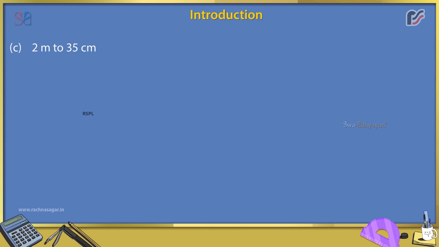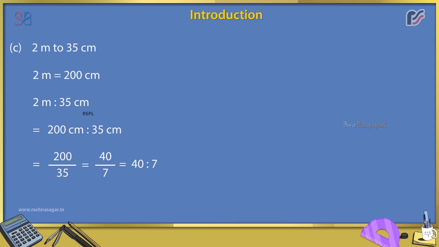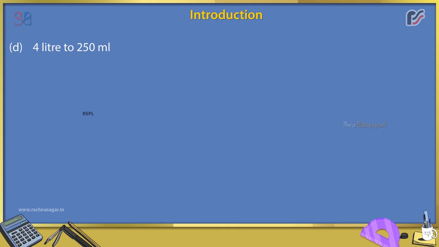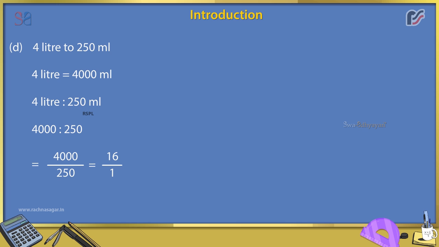C. 2 meter to 35 centimeter. 2 meter is equal to 200 centimeter. 2 meter is to 35 centimeter is equal to 200 centimeter is to 35 centimeter, which is equal to 200 by 35, which is equal to 40 by 7, which is equal to 40 is to 7. Hence, the required ratio is 40 is to 7. D. 4 liter to 250 milliliter. 4 liter is equal to 4000 milliliter. 4 liter is to 250 milliliter is 4000 is to 250, which is equal to 4000 by 250, which is equal to 16 by 1. Hence, 16 is to 1 is the required ratio.